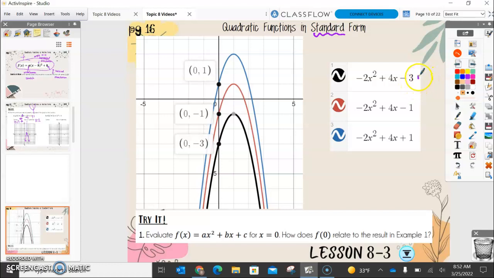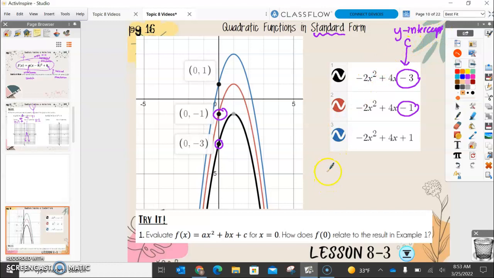You maybe noticed that this -3 here, because you know it goes with the black graph down here, is also what we call the y-intercept, or the -1 y-intercept on the red is the -1 here. This is always the case, that if your quadratic functions are in standard form, this last number, or what we call the c value, is the y-intercept. And so that makes an easy piece of the graph to graph quickly.